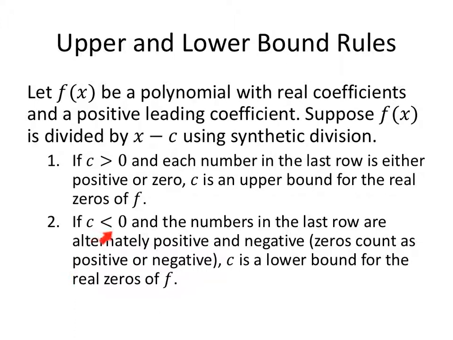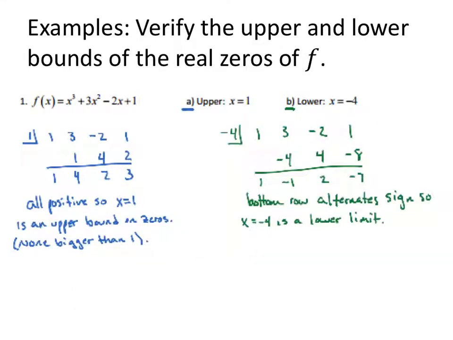If c is less than 0, so x minus c would look like x plus 3, right? X minus a negative 3, so it looks like an x plus factor. And the numbers in the last row of synthetic division are alternately positive and negative, with zeros counting as whatever you need them to, then I've found a lower bound for the real zeros of f. So I don't have to look any lower or any further to the left.